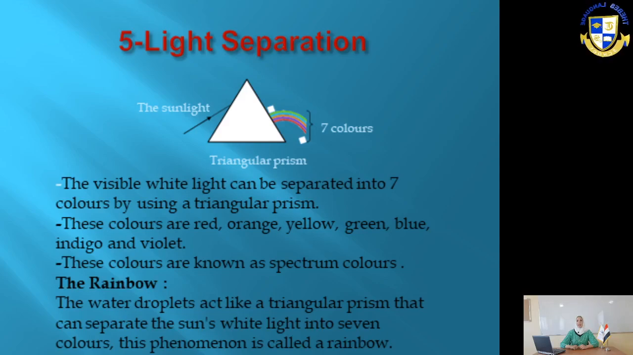Why can we see a rainbow during rainfall? Because the drops of rain act as a prism, so they separate the white light into 7 colors. Questions on lesson 1.